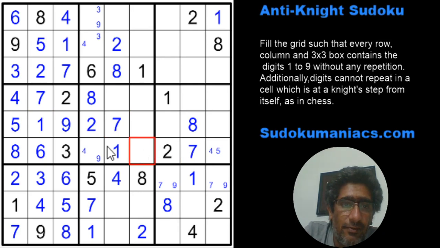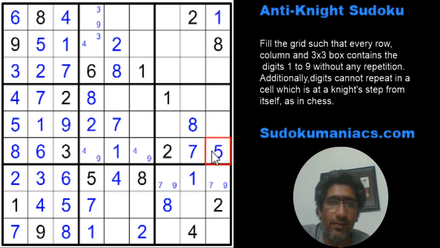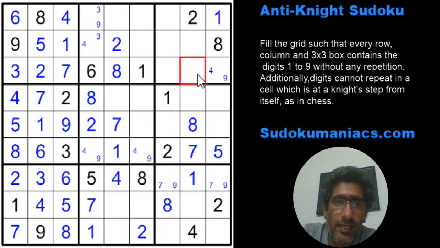And here I can have 1, 2, 3, 4 is possible. 5 is at a knight step. No. 6 is there. 7, 8, and a 9. So again I have a pair of 4, 9, which makes this a 5. Now in this row 4, 5, 9 were missing. So this is my 4, 9. This is a 5, 9. 4, 5, 9. Correct?